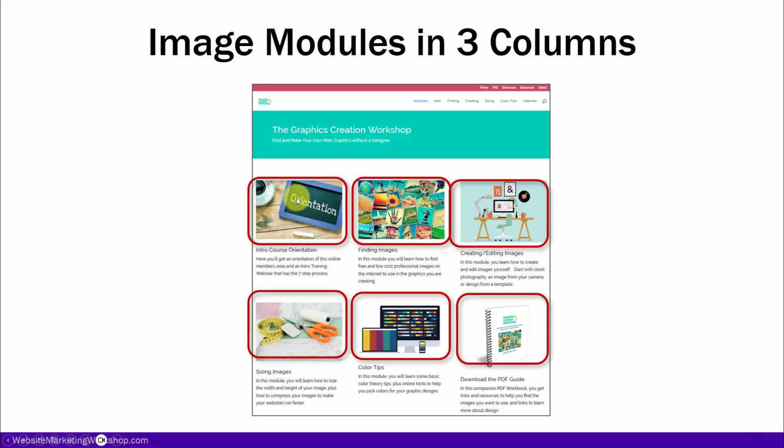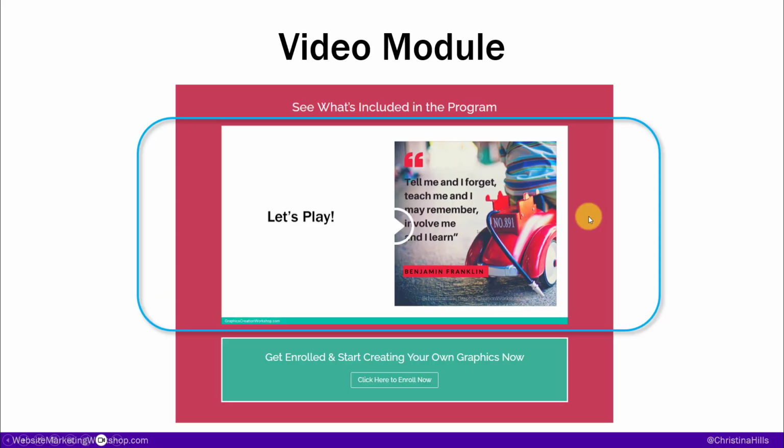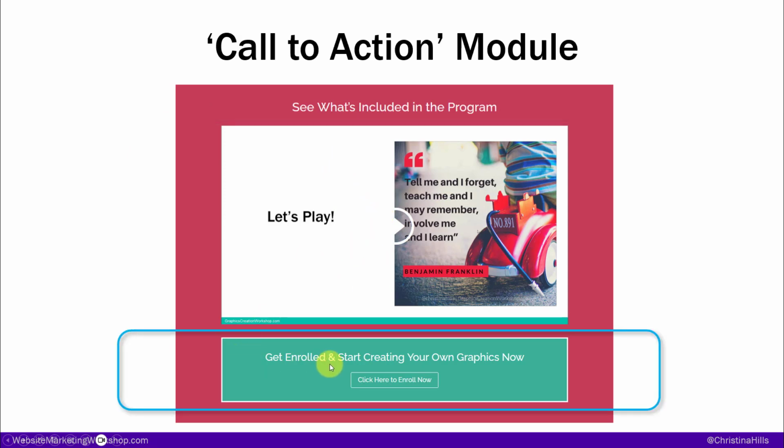So for example, this is in my graphics creation workshop. I've got an image in these 3 columns, and actually underneath I have some text. So 3 columns, this is a row, this is another row, and I've got an image in here. This one has a video. So I've got a video in here. And then down below, this is a call to action, right? So that's a button asking you to do something. That's what the term call to action means.